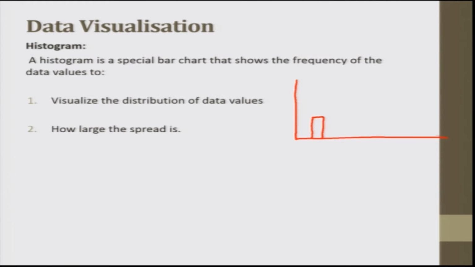Let me say this is height in this direction, and we have frequency in this direction. This is a kind of frequency distribution again. Let me say height from 0 to 10, then from 10 to 20, then 20 to 30, and so on. If I have such a plot, this is known as a histogram.